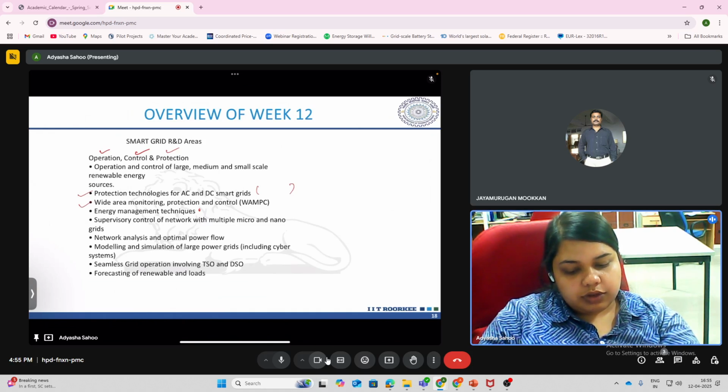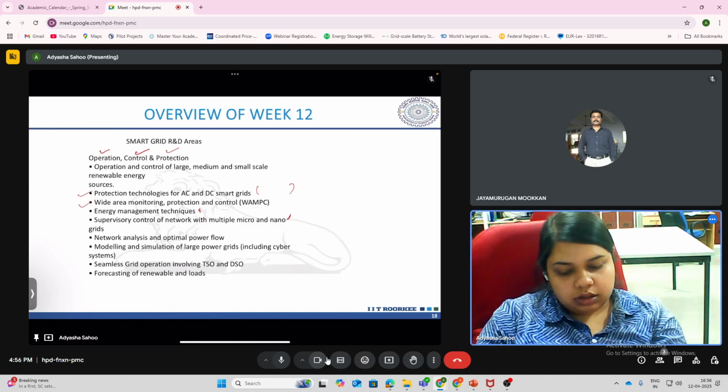Then the supervisory control of network with multiple micro and nanogrids. So we had seen that in case of multiple microgrids, they can form a network of microgrids and support each other by basically forming clusters. So those all will require sophisticated control algorithms to be built.